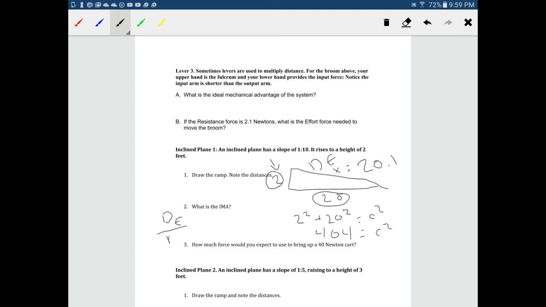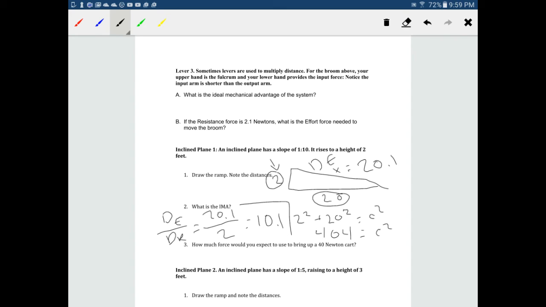So DE over DR, DE divided by DR is going to equal 20.1 divided by 2. It's going to be 10.1 if I round. Equals 10.1 right there. That's the IMA.